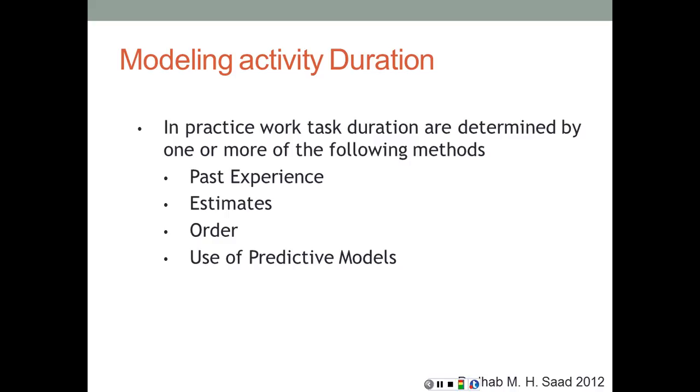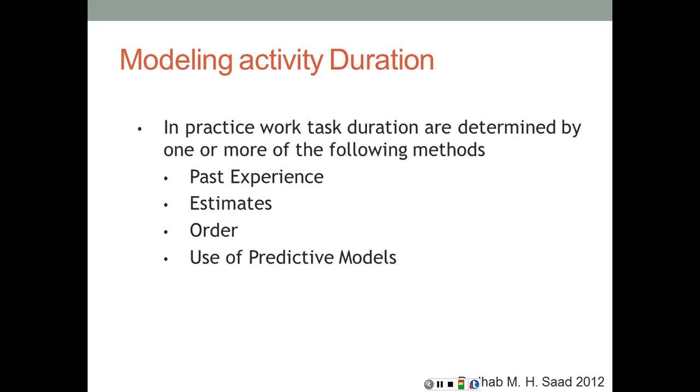So now that we have broken down the project into activities and identified each activity, we need to start thinking about the activity duration. The activity duration, one more time, is going to be obtained from our famous equation, Q over P. So in practice, work task durations are determined by one or more of the following methods. Past experience: we have done this activity so many times in the past that we can expect how long it is going to take. Estimates, based on Q over P. Order: you have to finish this activity in 5 days or something like that.